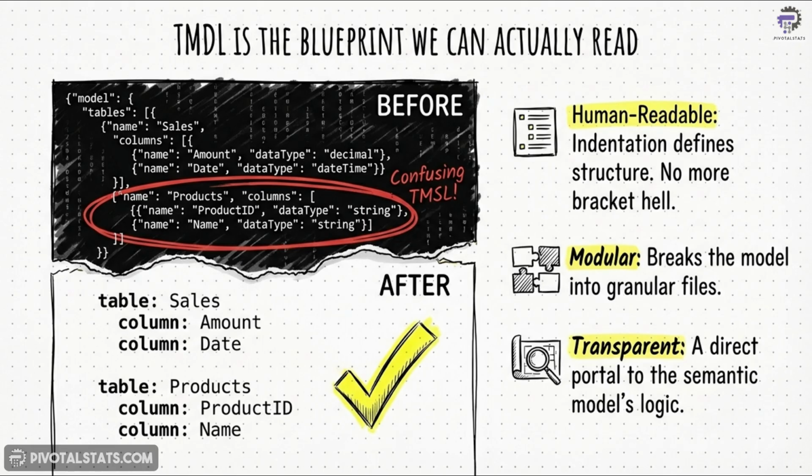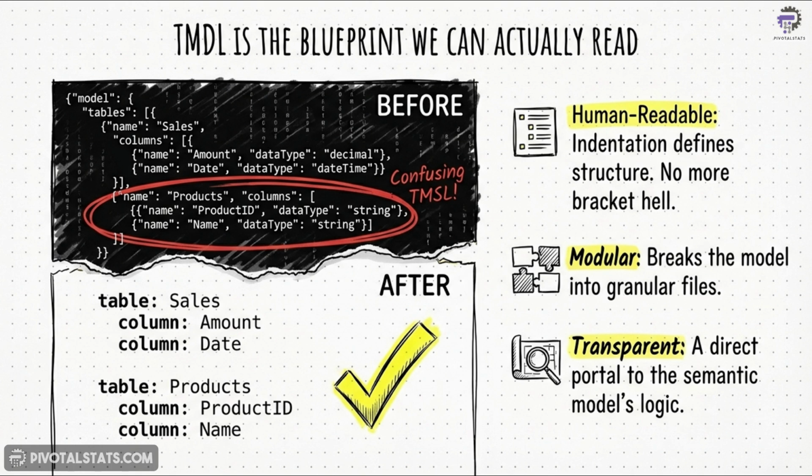In TMSL, your entire data model, which could have hundreds of tables and thousands of measures, is stored in one giant JSON file. If two developers change different measures at the same time and try to merge their code, the JSON structure often breaks. Tracking down a missing comma or a bracket in a 50,000 line JSON file is a developer's nightmare. Also, JSON isn't designed for comparing versions. Even a tiny change can look like a massive block of altered code.